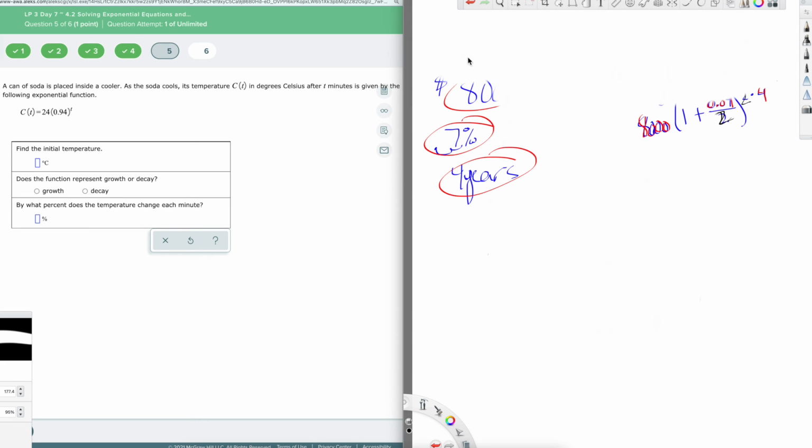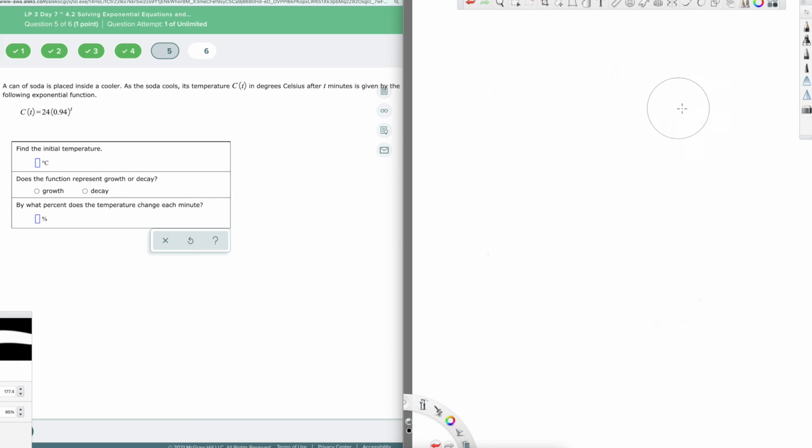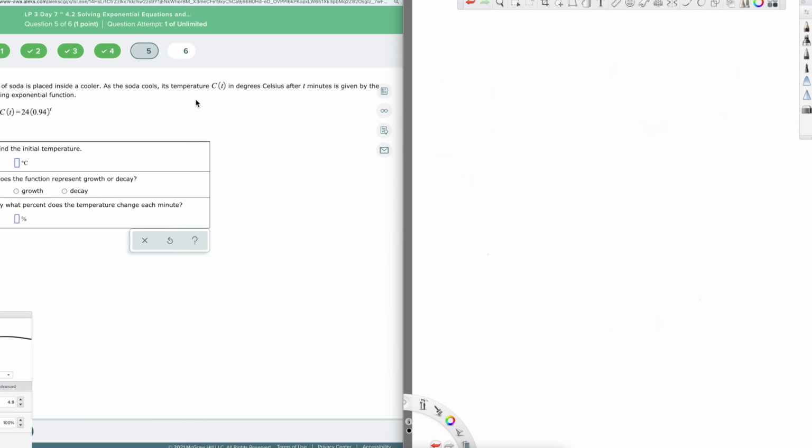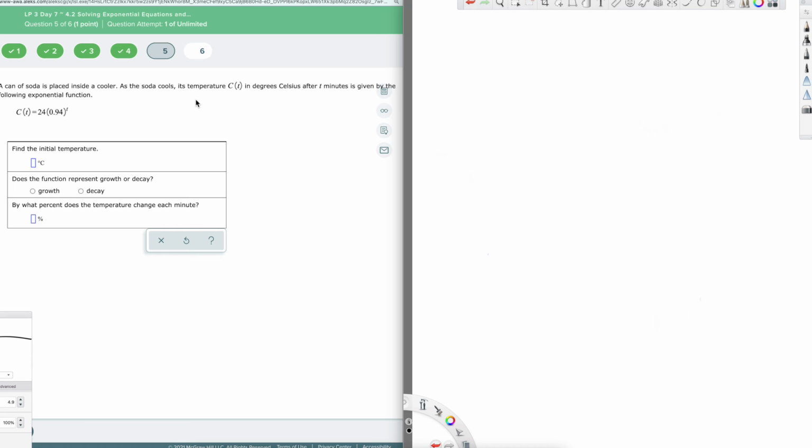All right. So we're going to go with this one. A can of soda is placed inside a cooler. As the soda cools, its temperature in degrees Celsius after t minutes is given by this equation here, so by this function. So we have C of t equals 24 times 0.94^t.